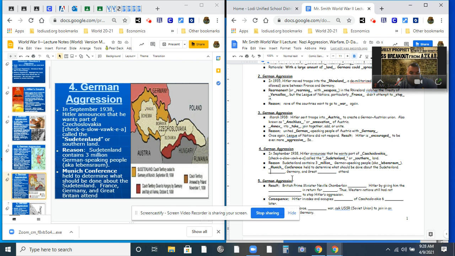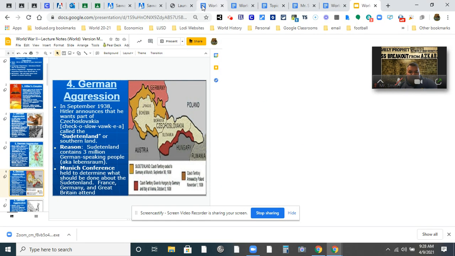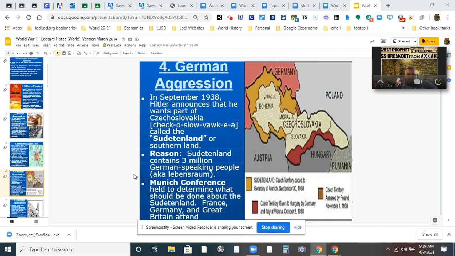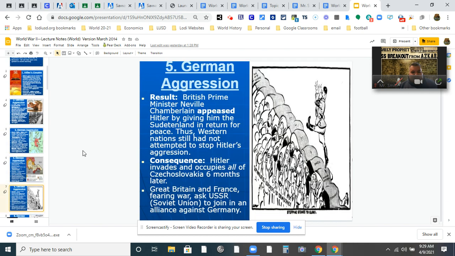So who met? France, right in France. Germany and Great Britain attend. It's a very famous meeting. This guy, Neville Chamberlain, quotes a very famous British Prime Minister, a guy named Benjamin Disraeli. And he goes, we've secured peace in our time. When he gets back off the plane, and all the people go, and so a bunch of people are cheering, even though they just sold out a country.